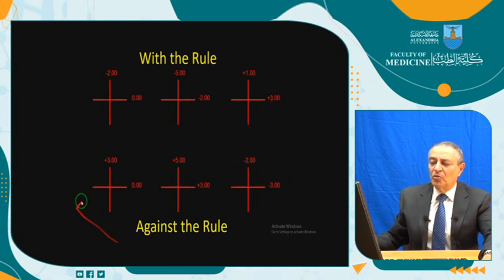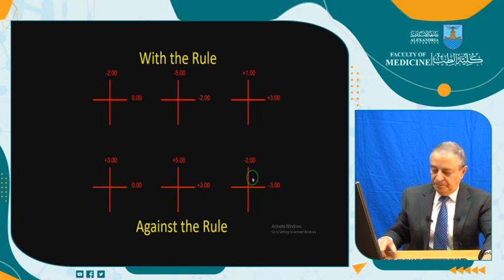And this is against the rule, meaning that the vertical is more hypermetrope than the horizontal, and this is more hypermetrope than the horizontal. This is compound hypermetrope, meaning less myope than the horizontal.